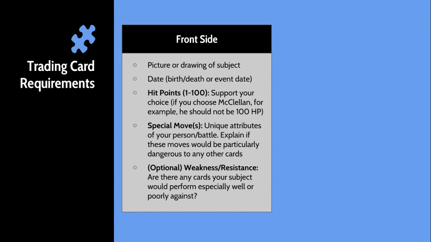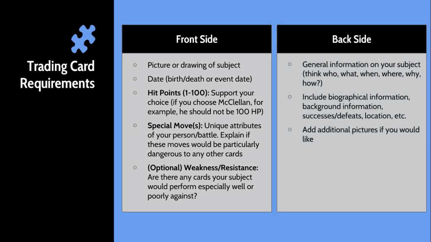And then optionally, so you don't have to do this, but just to make it a little more realistic, you can add a weakness or a resistance. So are there any cards your subject would perform especially well or poorly against? Again, we gave an example earlier on the Battle of Gettysburg and George Pickett. This is something that you can do for any trading card if you would like.